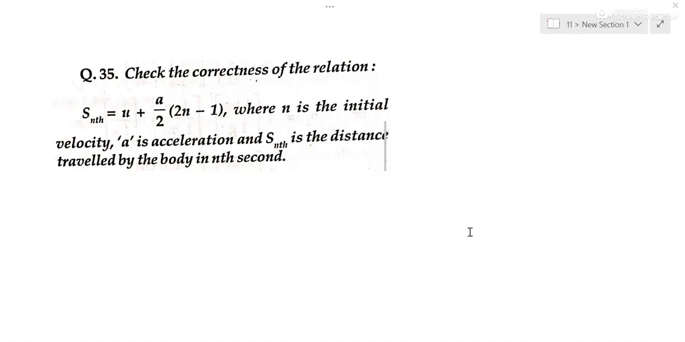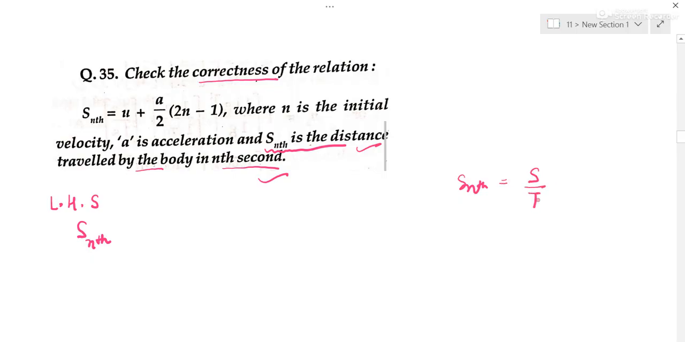So we'll see this equation. So let us write left hand side. We have to check dimensional consistency, correctness. So left hand side is S nth. Now what is S nth? Please read out. It is the distance traveled by the body in nth second. That is, it is distance per unit time. S nth, distance per unit time. That is L by T. That is LT minus 1. So this is your left hand side ready.